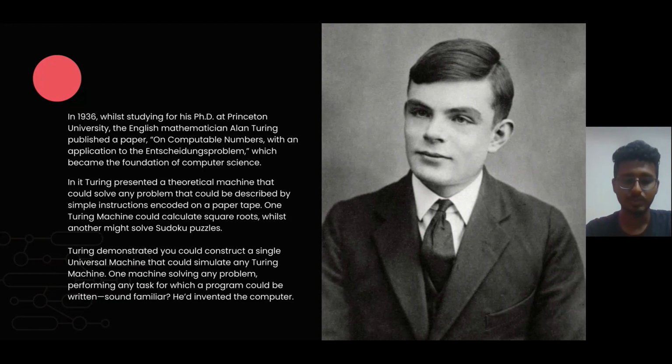In it, Turing presented a theoretical machine that could solve any problem that could be described by simple instructions encoded on a paper tape. One Turing machine could calculate square roots, whilst another might solve Sudoku puzzles. The applications of Turing machine were limited. Turing demonstrated you could construct a single universal machine that could simulate any Turing machine, one machine solving any problem, performing any task for which a program could be written. Does it sound familiar? He had basically invented the computer.